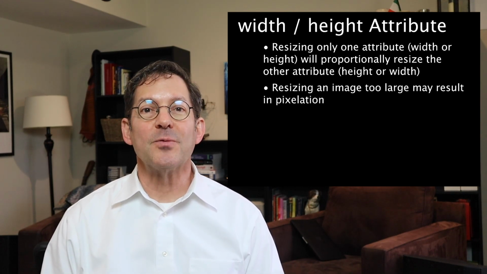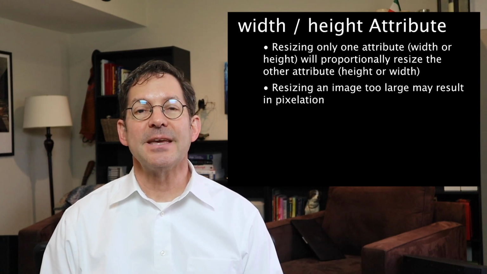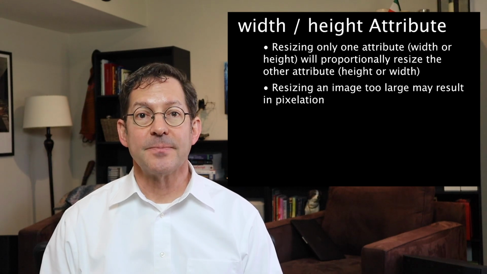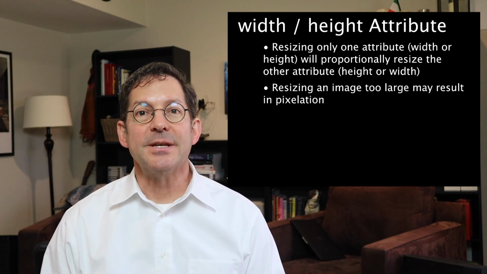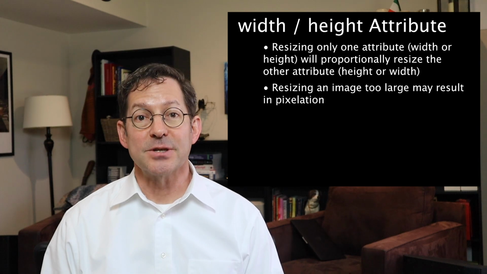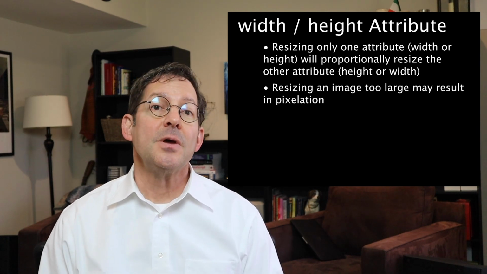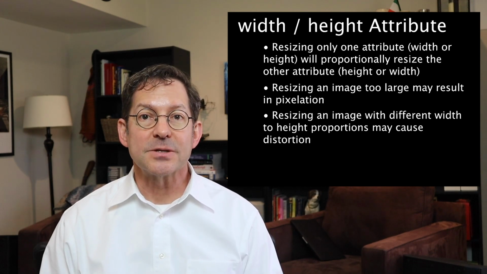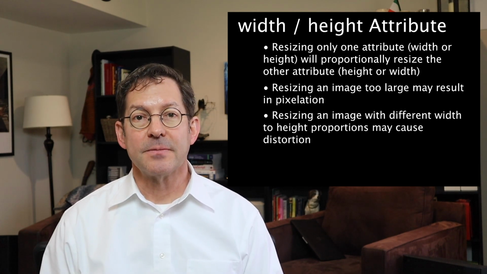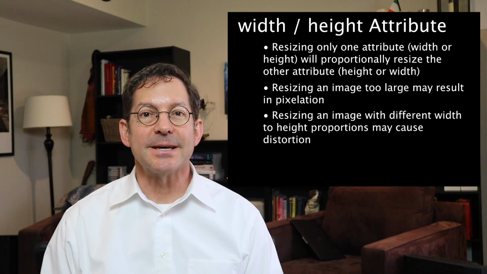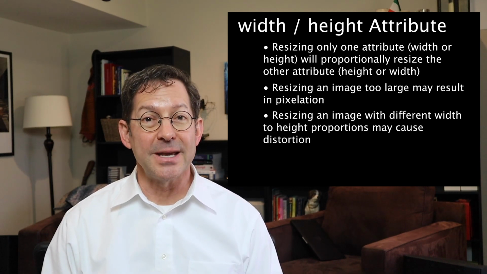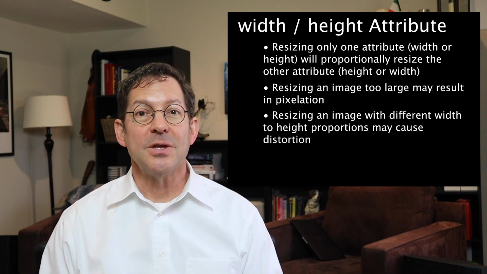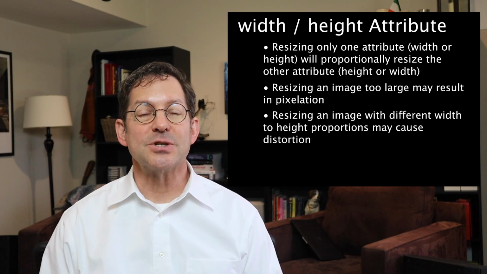You want to avoid resizing an image significantly larger. You might notice that pixelation occurs. This is a condition where the distinct pixels in an image are visible. You want to avoid resizing the height and width in pixels that are not proportional. For example, if I resize the height in pixels by multiplying by 20, and I resize the width by multiplying by 130, you'll notice that the image becomes distorted.